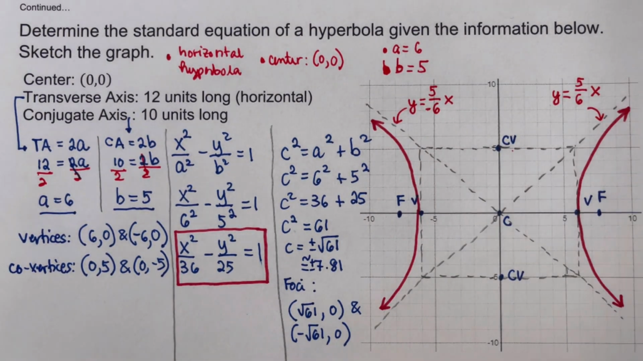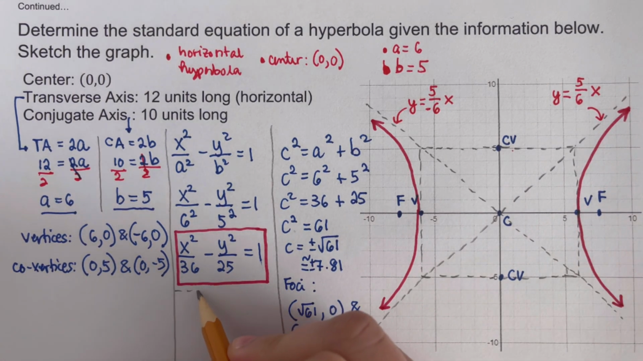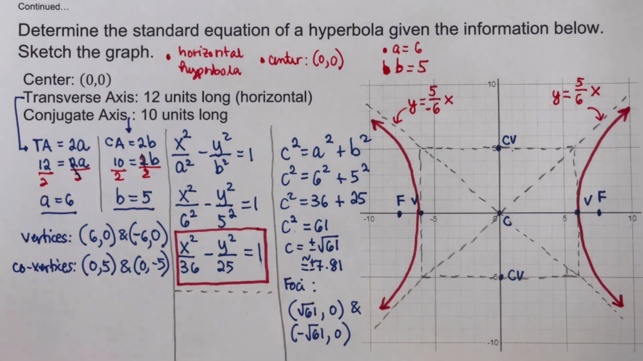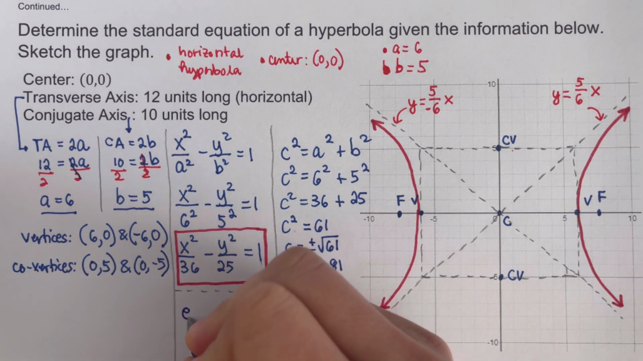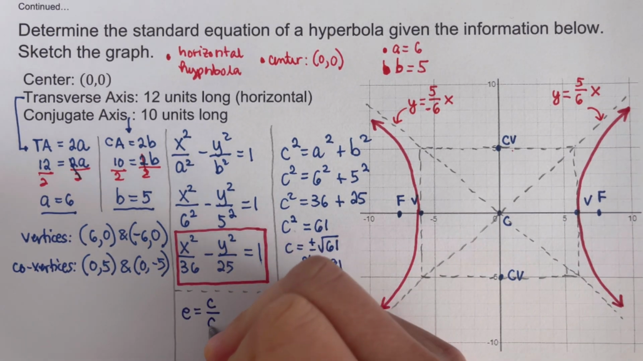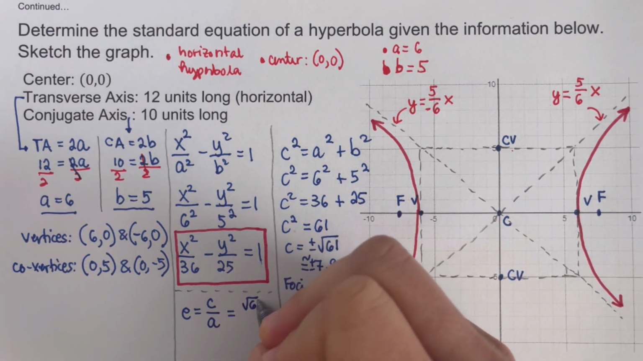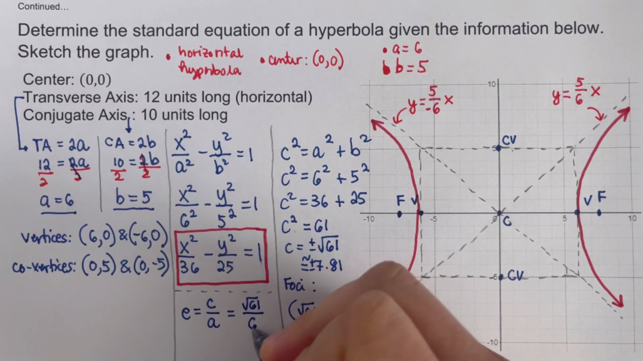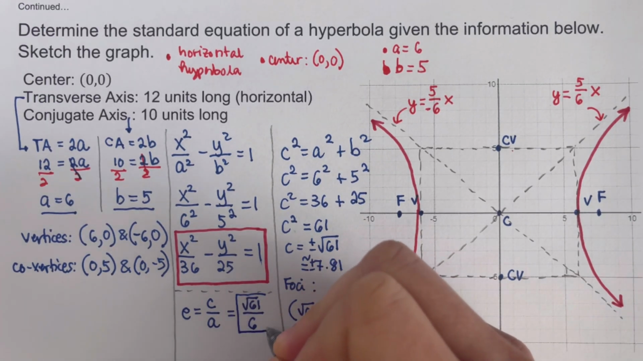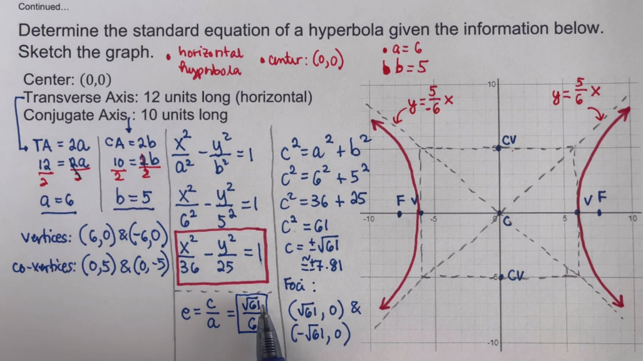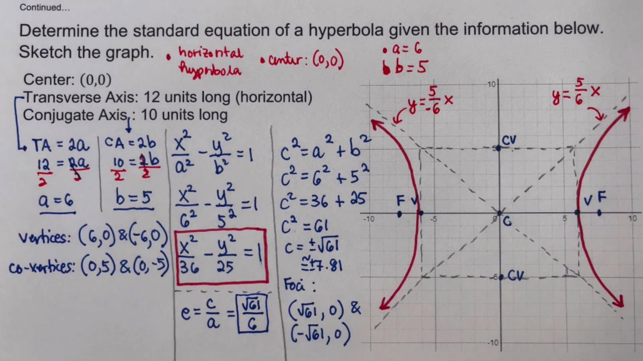From here, we determine the eccentricity of this hyperbola. We remember that the formula for eccentricity is e equals c over a. Our c is square root of 61 and our a is 6. So the eccentricity of this hyperbola is square root of 61 over 6. Did you get the same answers as this?